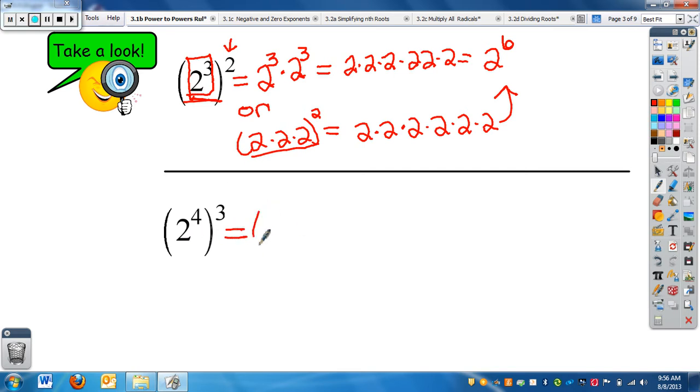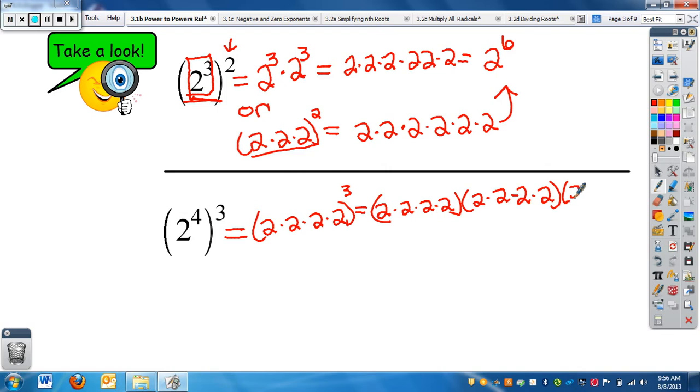So 2 to the 4th means I have 4 2's inside. 2 times 2 times 2 times 2 to the third power. I need that 3 more times because I'm cubing that expression. Well, how many 2's do I have total? 2 to the 12th. And you should kind of see, hopefully, after these two examples, some of you might be able to see what rule is being applied. Where is the 6 coming from and where is the 12?